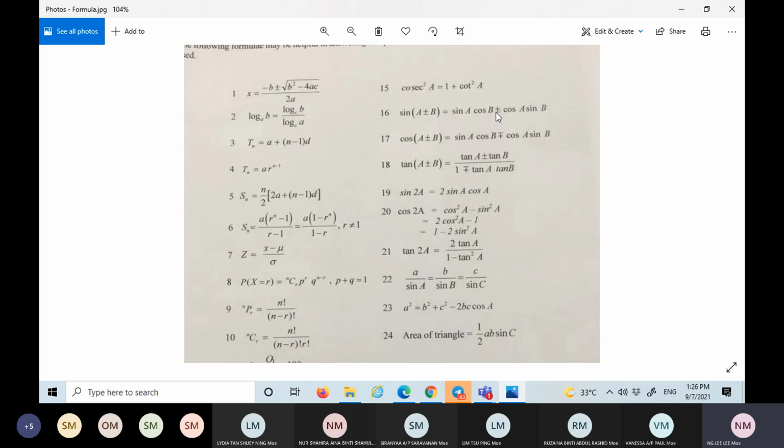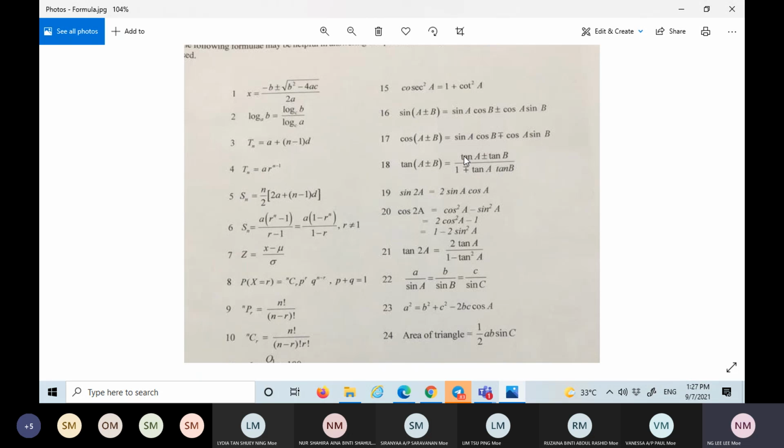For minus, you follow the minus, the lower one. Look at the cos. For cos (A plus B), the upper one is plus here. Here you follow the upper one, which is minus. So it should be sine A cos B minus cos A sine B. You must understand how to read. For tangent (A plus B), the upper one, you follow the upper one here. Tangent A plus tangent B over, here the upper one is minus, so 1 minus tangent A tangent B.